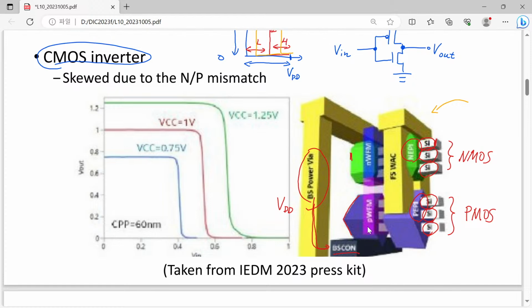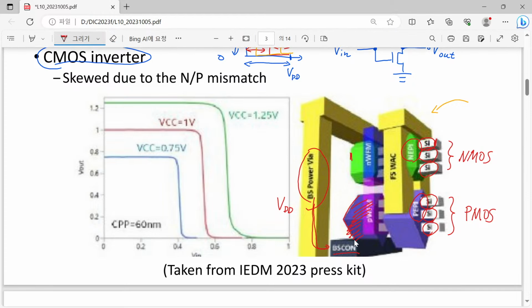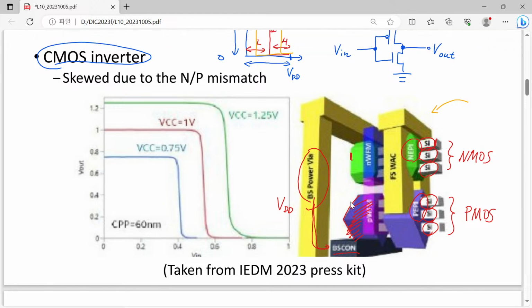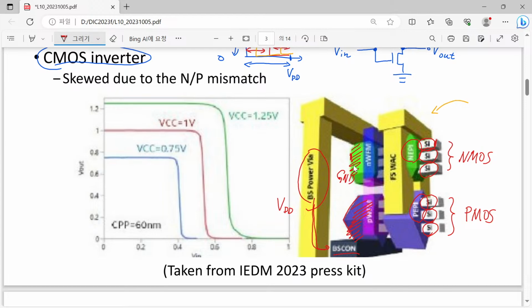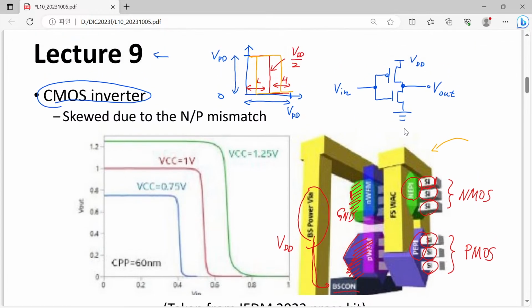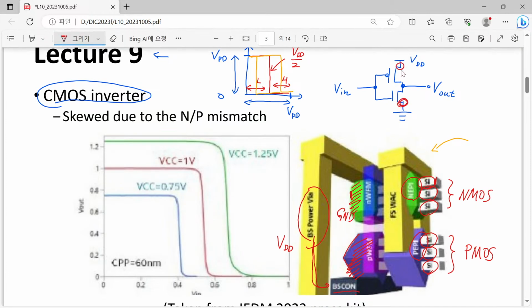Then I wanted to ask you a question. What is this part? This part is nothing but the source of our P MOSFET. Are you with me? And here we have another part located here, and although not shown here, this is grounded. Then what is it? This is the source of our N MOSFET. So we are now talking about these two parts in our schematic.